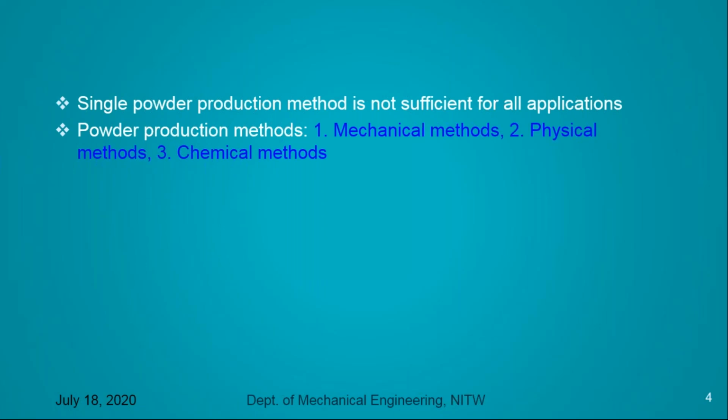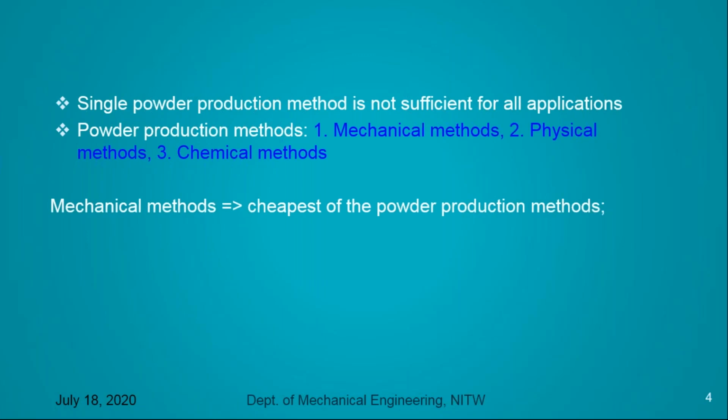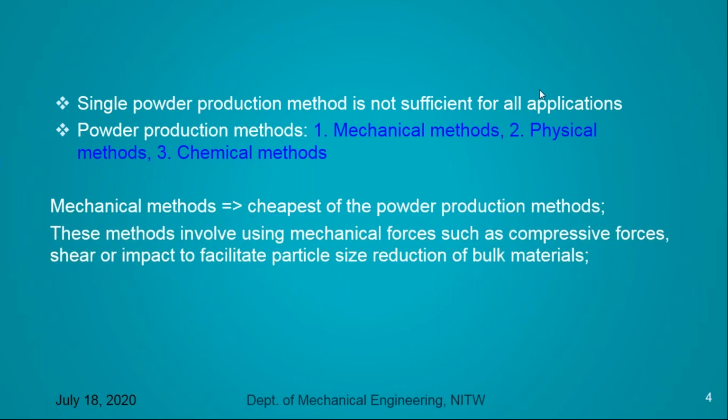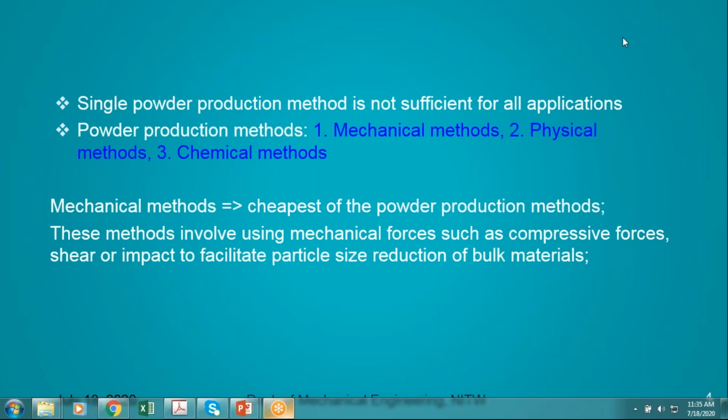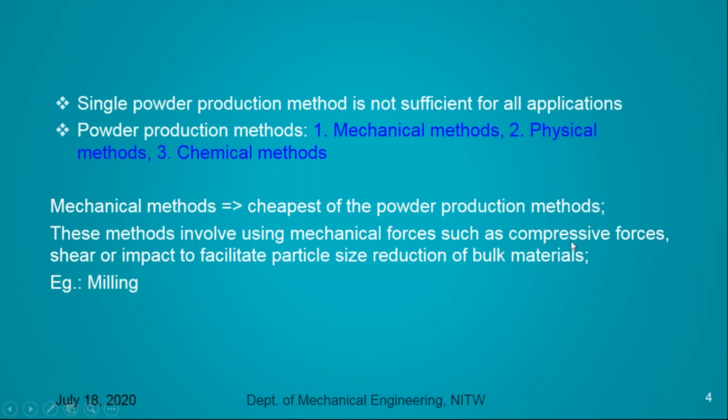As I told you, the powder production methods can be categorized into mechanical methods, physical methods, as well as chemical methods. The mechanical method is the cheapest method for powder production, and it involves mechanical forces such as compression, shear forces, or the impact of forces on particles to reduce the bulk material to smaller particles. That is the mechanical method. For example, the milling process; the ball milling process is a mechanical method of powder production.